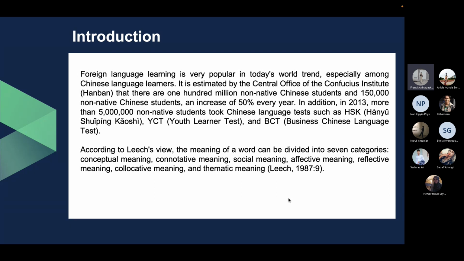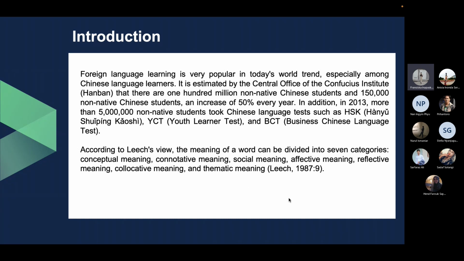So according to Leech, the meaning of a word can be divided into 7 categories. There are conceptual meaning, connotative meaning, social meaning, affective meaning, reflected meaning, collocative meaning, and thematic meaning. So conceptual meaning refers to dictionary meaning.